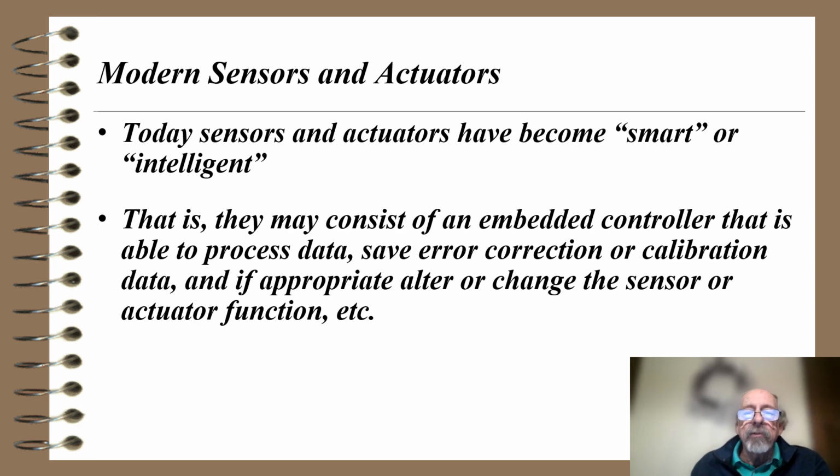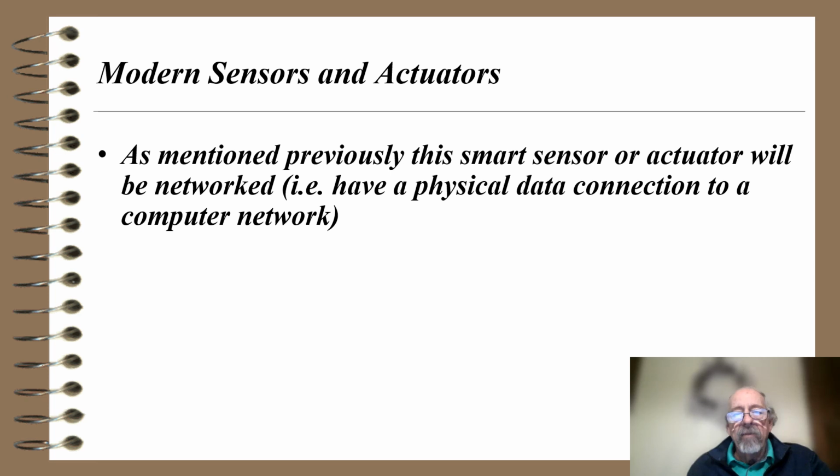Today, sensors and actuators have become smart or intelligent. That is, they may consist of an embedded controller that is able to process data, save error correction or calibration data, and if appropriate, alter or change the sensor or actuator functions. As mentioned previously, this smart sensor or actuator will be networked. That is, it will have a physical data connection to a computer network.